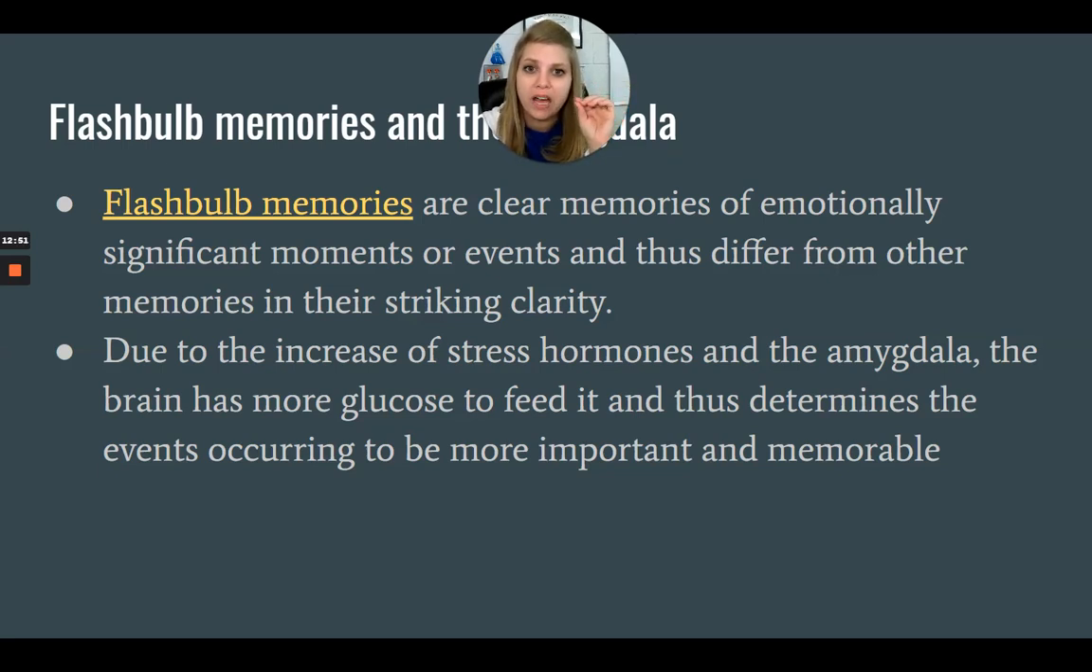When you have a strong emotional connection to the event that's taking place, one, you're increasing your stress hormones, and you're also more likely activating your amygdala. This process makes more glucose available in the brain, which is the sugar that your brain runs on. And so the brain actually recognizes, this is really important. This is something that I should be remembering.